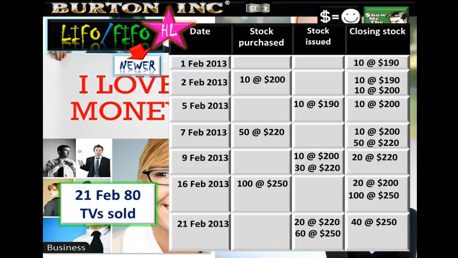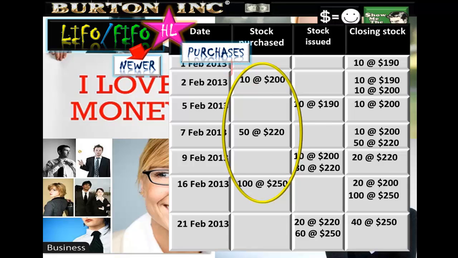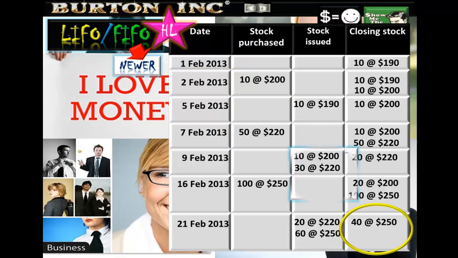Now remember, I said at the start, that FIFO is going to leave us with our newest stock. Here we are. We know that the bulk of our stock is going to come from our most recent purchases, and in this case the whole lot does. So our closing stock valuation, we've got 40 at $250. You don't have to be a rocket scientist to work out the valuation of our stock. Purchases necessary for a trading account, closing stock necessary for our trading account as well.